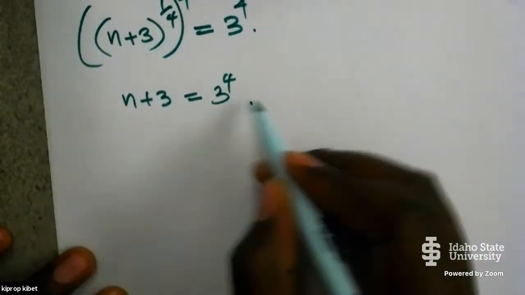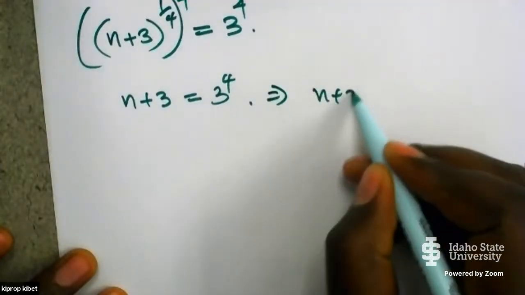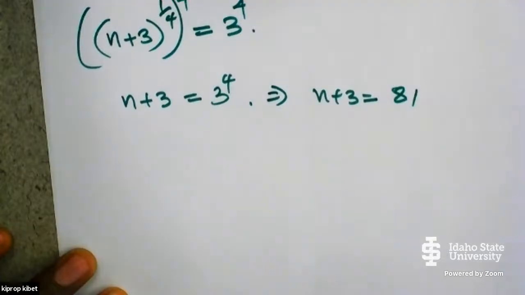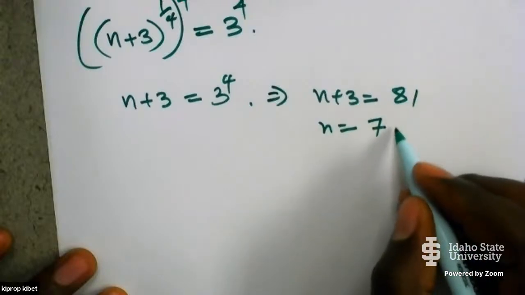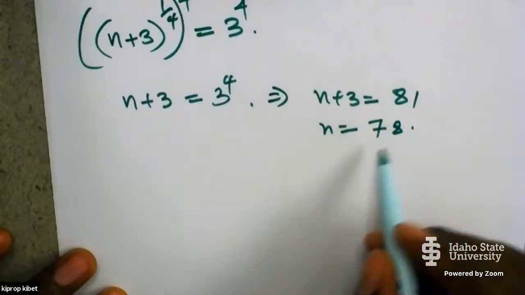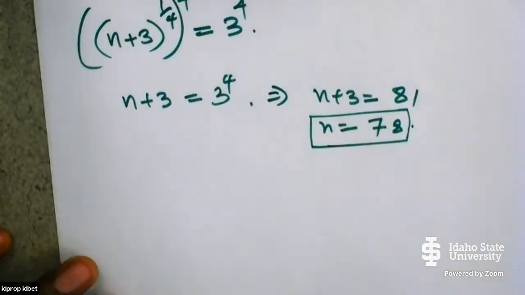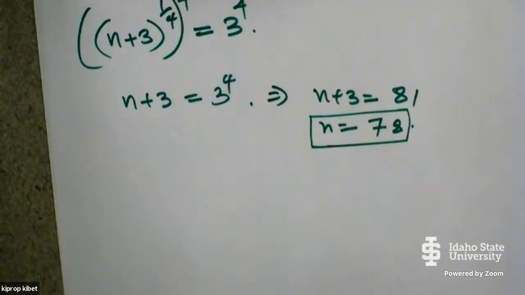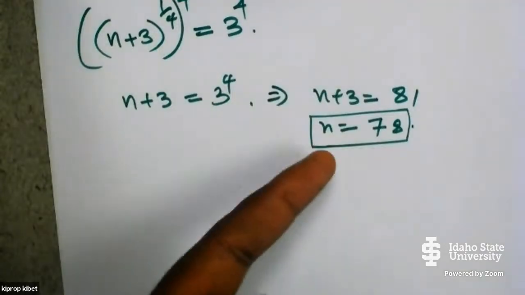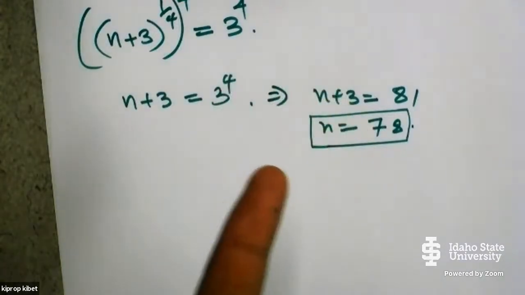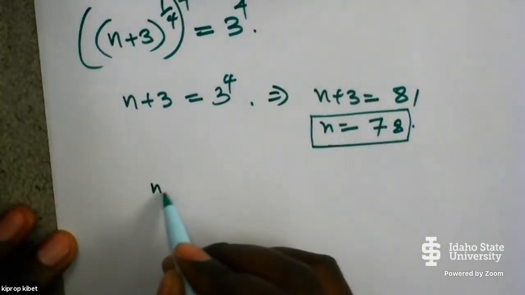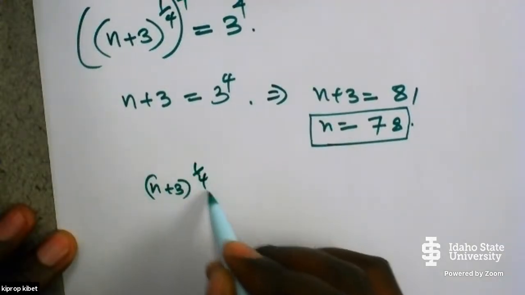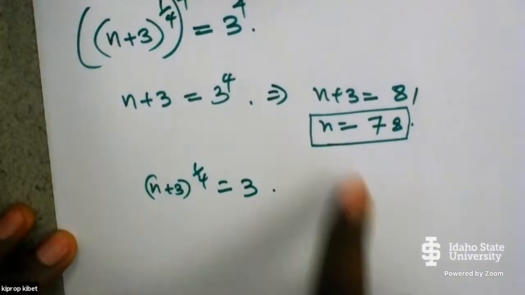So here, what do you get? n plus 3 equals to what? 81, right? So n equals to what? 78. n equals 78. So again, those are the 3 steps. This is the new equation. Then the last step is to check if the answer is correct using it in the original. Our original equation was n plus 3 raised to 1 over 4 equals 3.